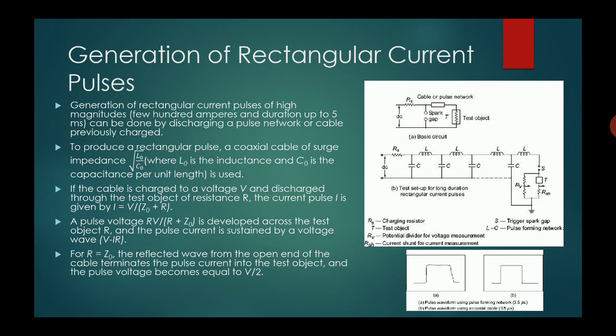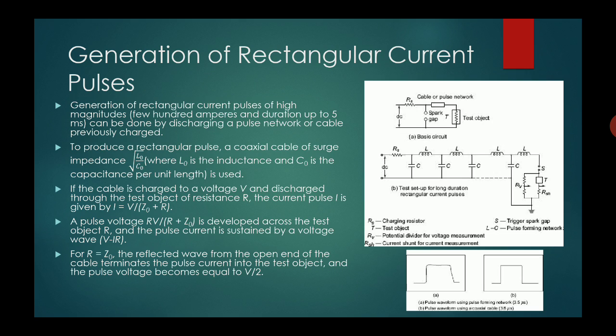To produce a rectangular pulse, a coaxial cable of surge impedance Z0 = √(L0/C0), where L0 is the inductance and C0 is the capacitance per unit length, is used. If the cable is charged to a voltage V and discharged through a test object of resistance R, the current pulse I is given by V/(Z0 + R).